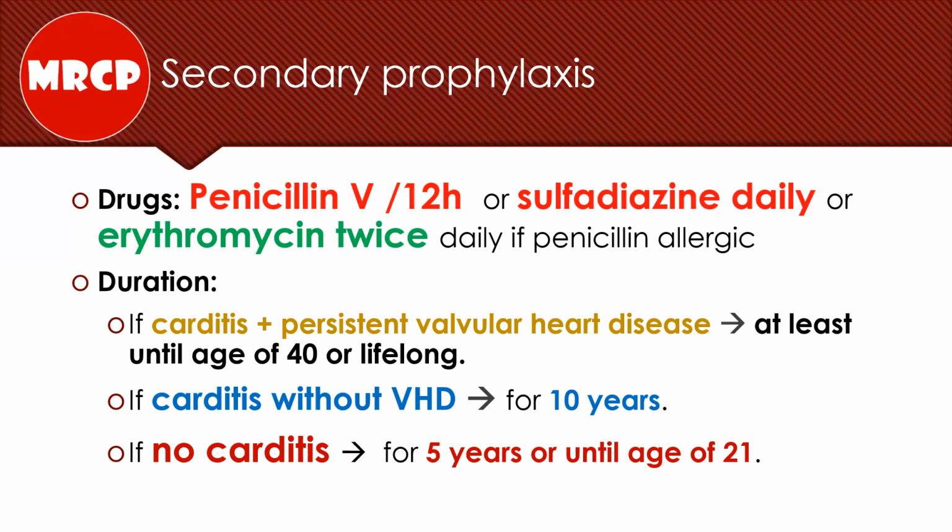This is the first scenario that you will have, the first question. If the patient has carditis and persistent valvular heart disease, this antibiotic prophylaxis should continue at least until the age of 40 or lifelong. If the patient has carditis without valvular heart disease, you can use this antibiotic agent for secondary prophylaxis for a total duration of 10 years. But if the patient developed no carditis at all, you can use it for 5 years or until the age of 21.